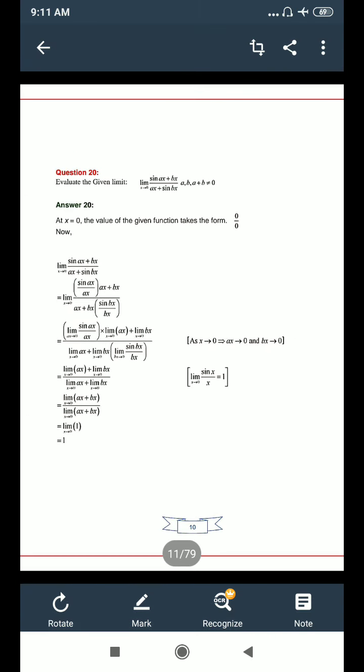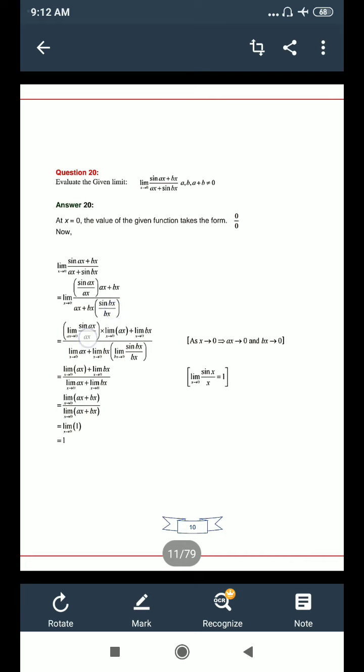In this question, what will you do? Again, we'll use the same property. As x tends to 0, ax tends to 0, and x tends to 0 means bx also tends to 0. So to make this as 1, we know that sin ax upon ax will be 1. So I multiplied it by ax and divided also by ax. Similarly, in denominator, I multiplied sin bx by bx and divided this also by bx.